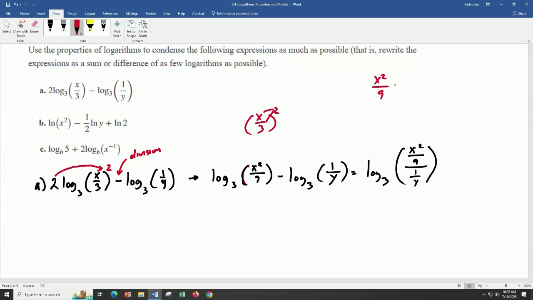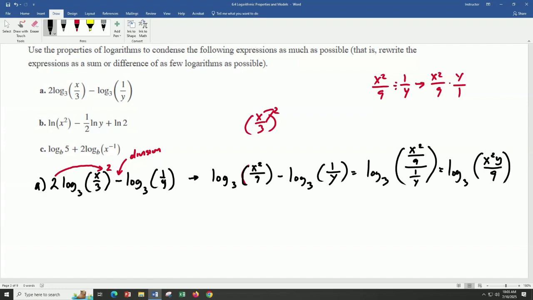When we go up top and look at the math of that, remember x squared over 9 is literally saying divided by 1 over y. But we don't do that. We do x squared over 9 times y over 1. That will finish up this process once we pull all this back together and realize our final answer here will become log base 3. When you do the multiplication here, you get x squared y all over 9. And that would be completely pulled back together.